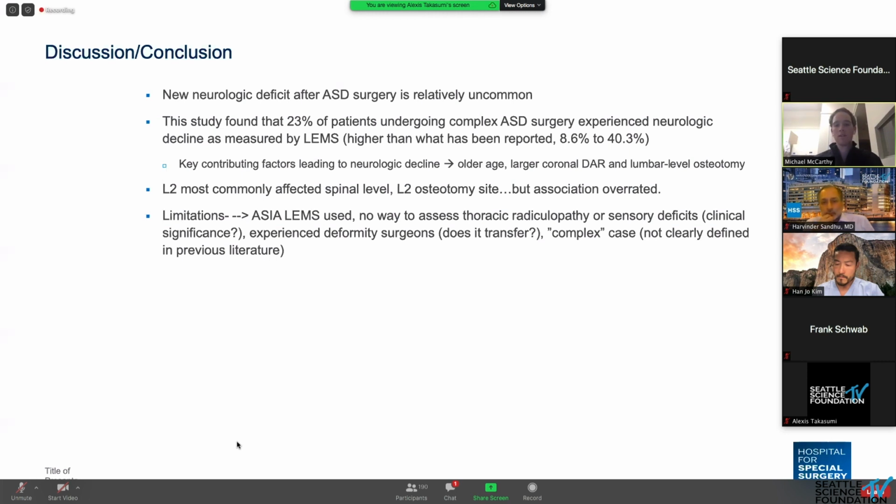And some of the limitations with this are that there's really no idea, even though they had a smaller number of thoracic osteotomies, no way to truly assess what the deficits could have been from that, since they just did the lower extremity motor scores, no sensory that could have maybe captured that. Also, these are really experienced and seasoned deformity surgeons, so I'm not sure if it really transfers to kind of lowly idiots like myself who might be doing this. And then also, these are fairly complex cases, and if you look at the other prior literature that involves these complex cases, it's not really clearly defined in those, so I don't know if it's really generalizable to kind of group this with some other information that we currently know.